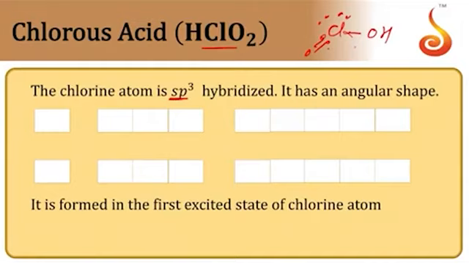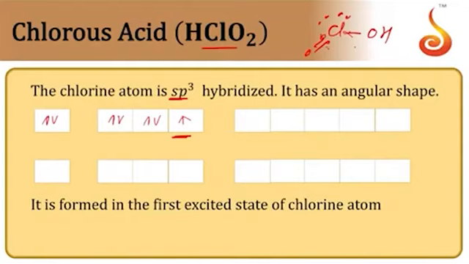When you take the ground state configuration, it is 3s2, 3p5. So in the ground state, it can form only one covalent bond. But here in the molecule, there are altogether 3 covalent bonds. Therefore, it must undergo excitation.